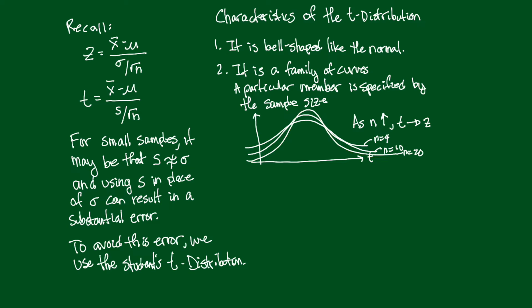In fact, we can say this: as n increases, as the sample size increases toward 30, t approaches z. So in fact, I'm even going to say it this way here.